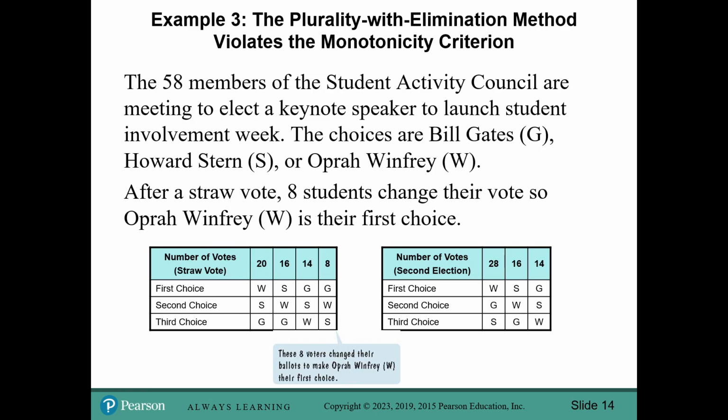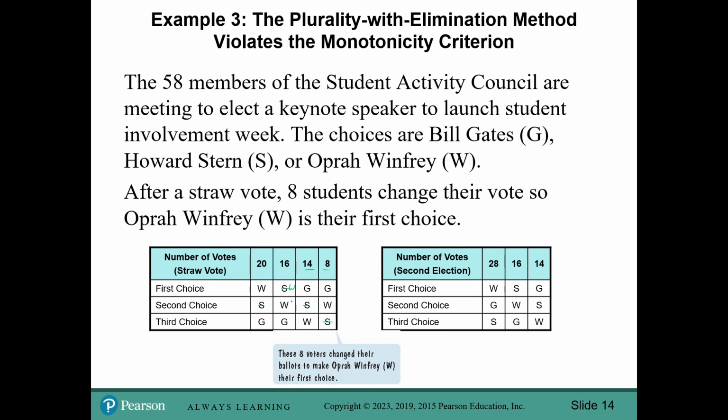All right, so S received the fewest first place votes here because W received 20, S received 16, G received 14 plus 8. So G had more first place votes than S. So we're going to eliminate S and move everybody up. Okay, the plurality with elimination method.